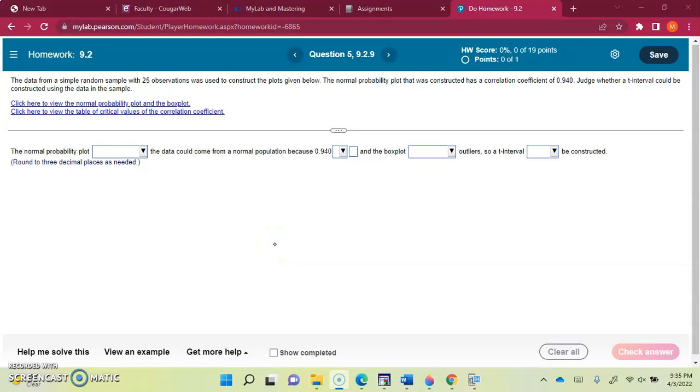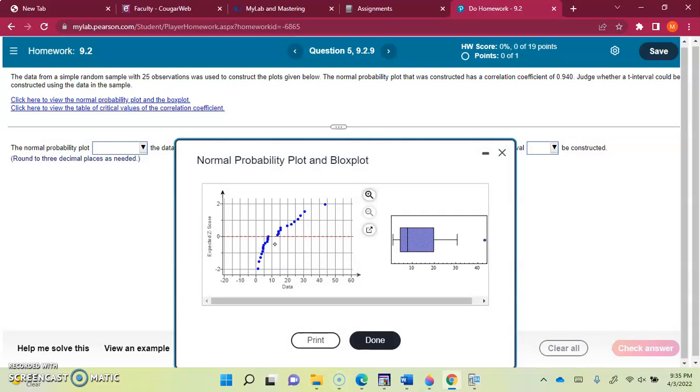This is question number 5 from homework, section 9.2. The data from a simple random sample with 25 observations, so n is given to be 25, was used to construct the plot given below. The plot is given here. So this is the normal probability plot.